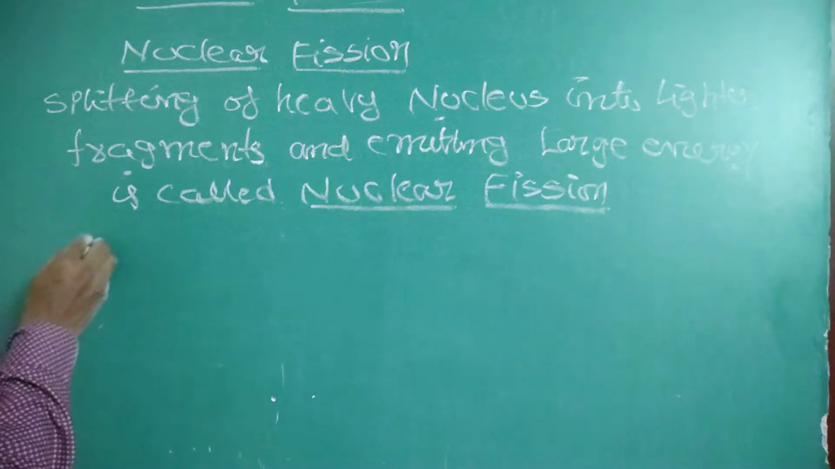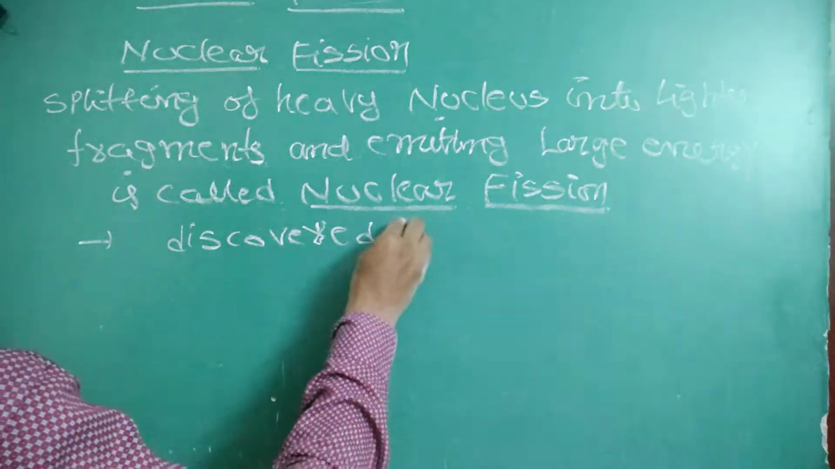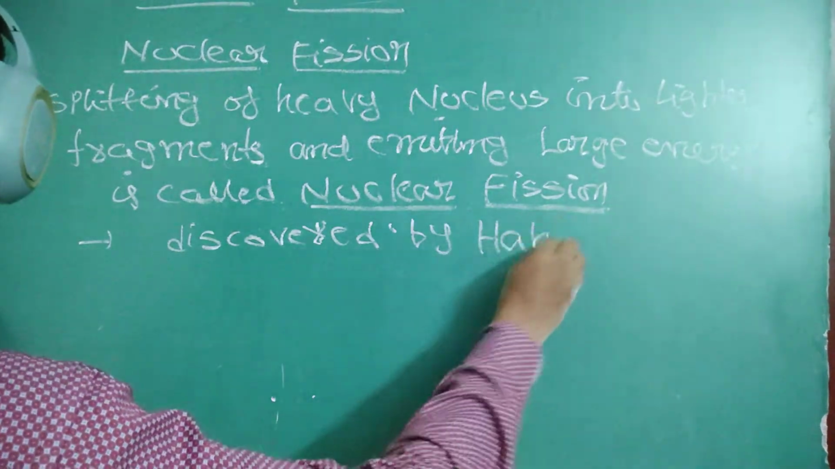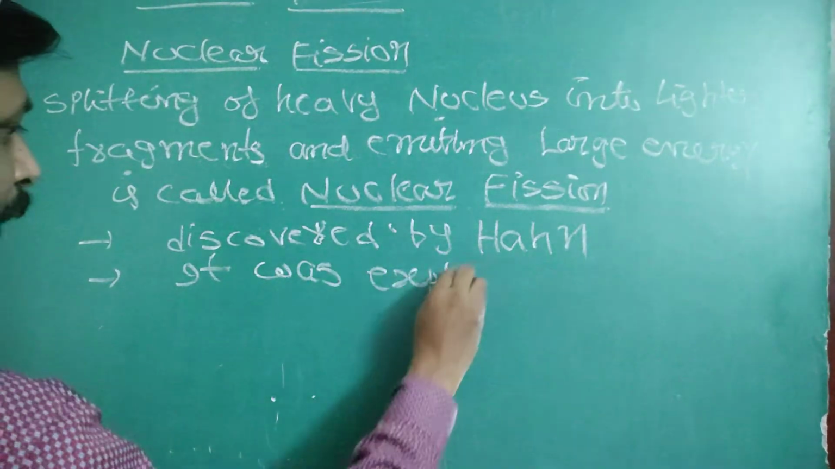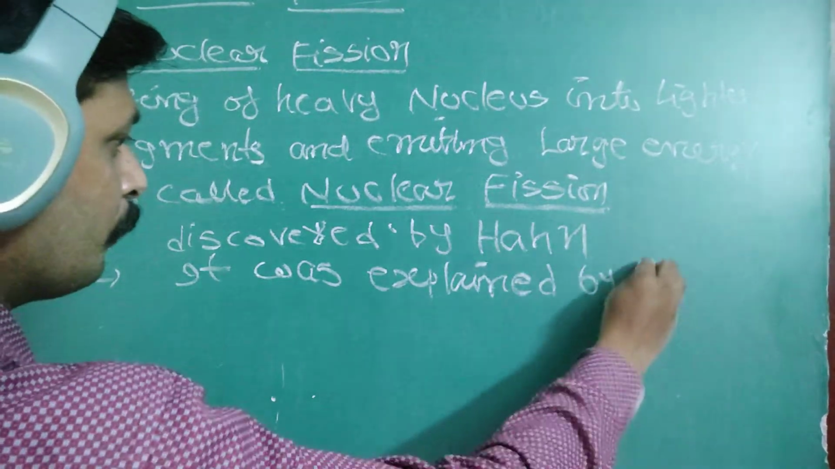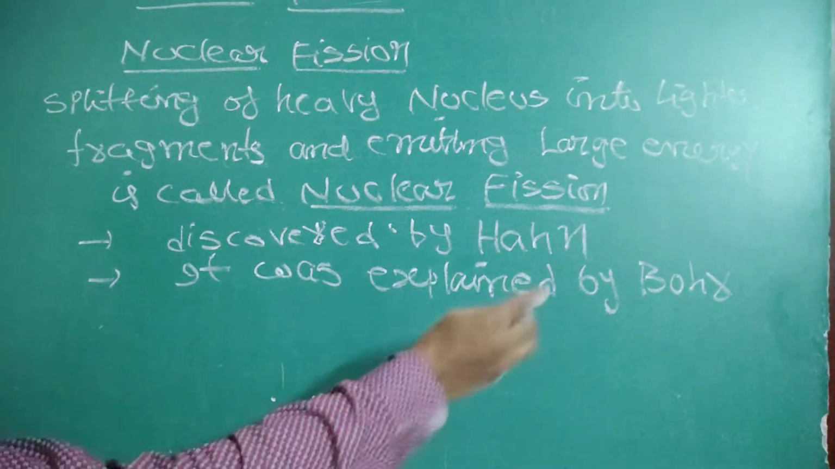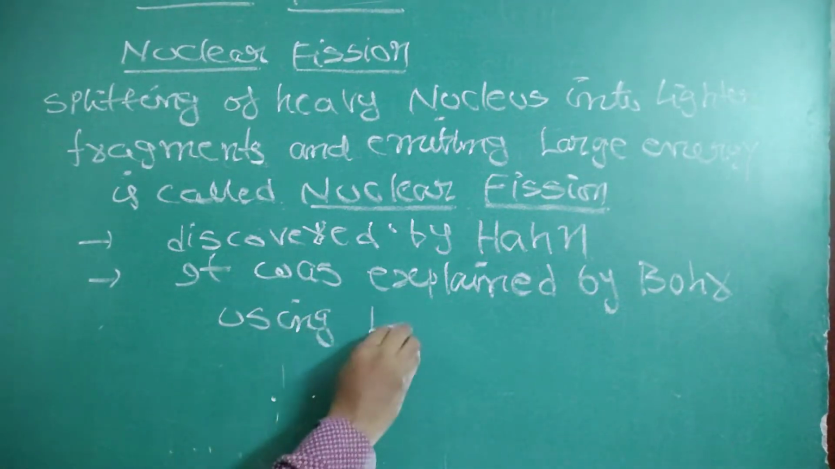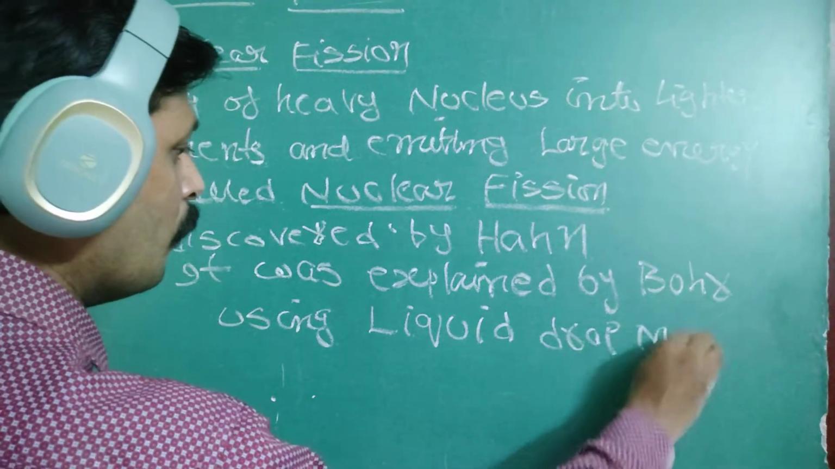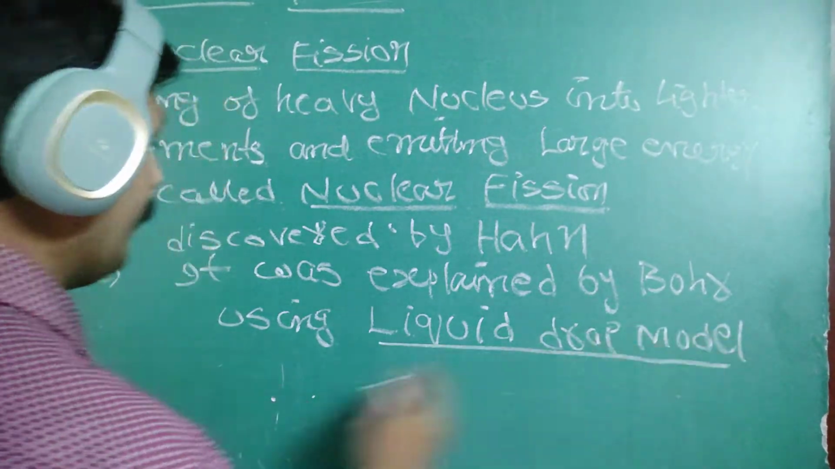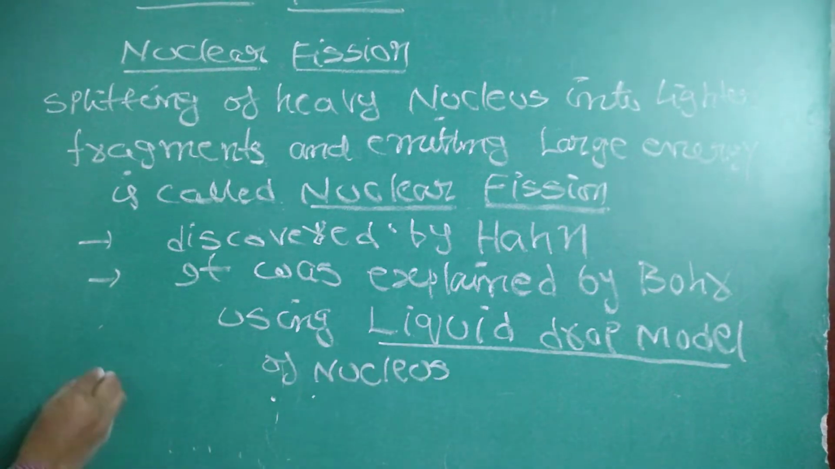Nuclear fission was discovered by Hahn, H-A-H-N. It was explained by Bohr using the liquid drop model of nucleus. Using the liquid drop model, Bohr explained this.